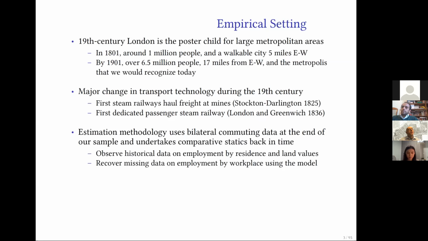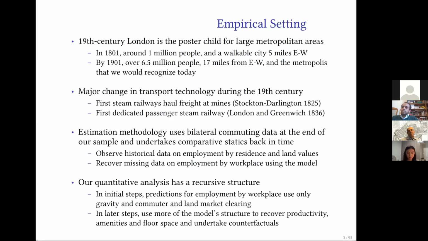So we're going to be able to use the model to solve for this missing data problem for us. Nonetheless, for a couple of locations in London, we have a little bit of historical data on employment by workplace and commuting patterns. And so we'll use those as an over-identification check on our model's predictions. And then finally, the way we take the model to the data is going to have a recursive structure about which I'll say more in a moment. What that means is we're going to be able to proceed step by step, where each step involves additional marginal assumptions.